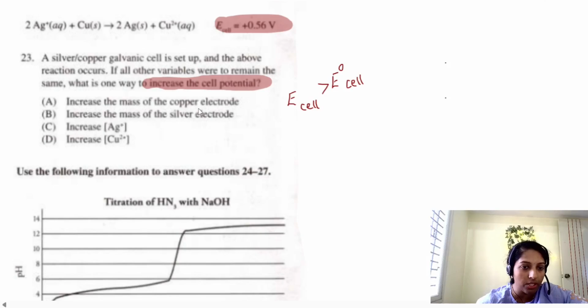First one, increase the mass of copper electrode. See, we are not doing anything with a solid substance, right? Increase the mass of silver electrode. So you can omit that one also. Then increase Ag+. What happens if you are increasing Ag+? Definitely the system will try to decrease it, so it will do some more forward reaction. So definitely option C will be the answer.